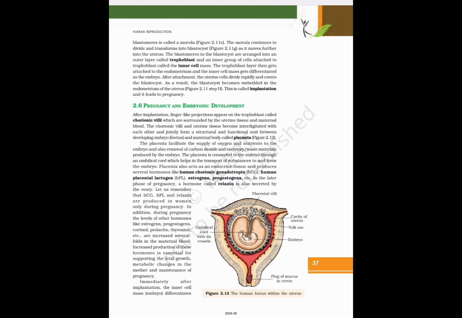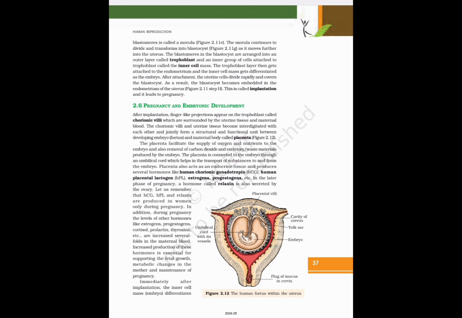In addition, during pregnancy, the levels of other hormones like estrogens, progestogens, cortisol, prolactin, thyroxine, etc., are increased several folds in the maternal blood. Increased production of these hormones is essential for supporting the fetal growth, metabolic changes in the mother, and maintenance of pregnancy.